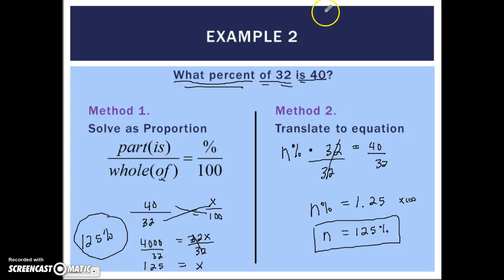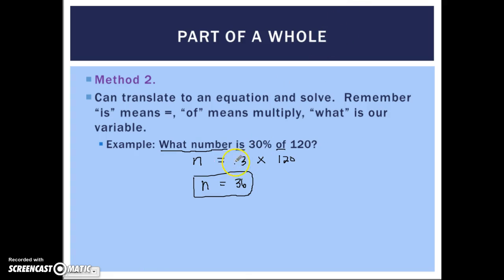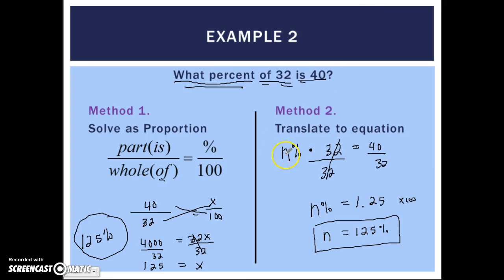So if this method makes more sense and it's easier for you, make sure that when you multiply with the percentages like we did here, we converted it to a decimal. So instead of multiplying by 30, we multiplied by 0.3. Same with this one. When we multiply, our percentage is going to equal a decimal. You need to convert it back to a percent, so multiply by 100.